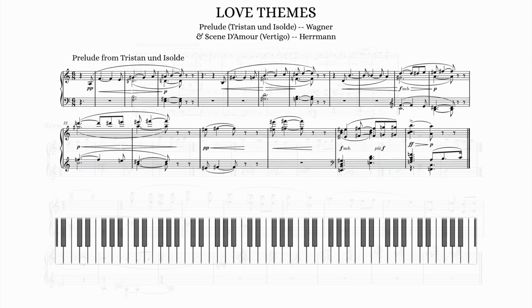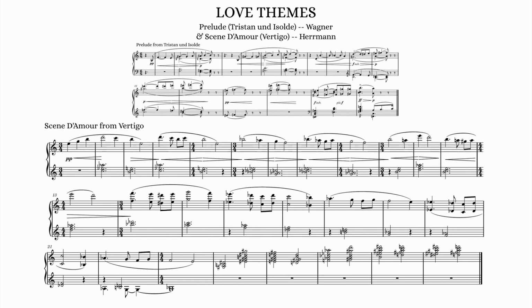Now I want to compare this piece to the next example, a cue from the 1958 film Vertigo, with music by Bernard Herrmann. This piece, Scene d'amour it's called, shares a few very significant musical connections to the Wagner. Of course, it's worth mentioning right away the pickups to the downbeat. At this point, I'd be curious to find a love theme that starts on the downbeat. That'd be interesting.